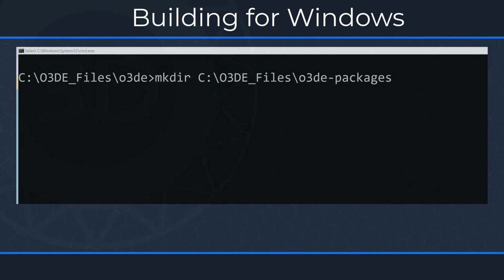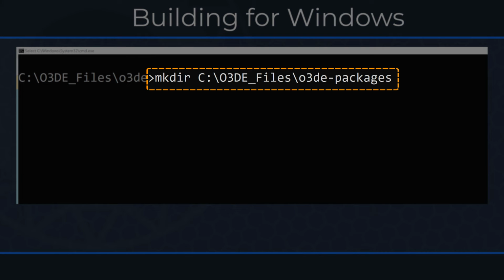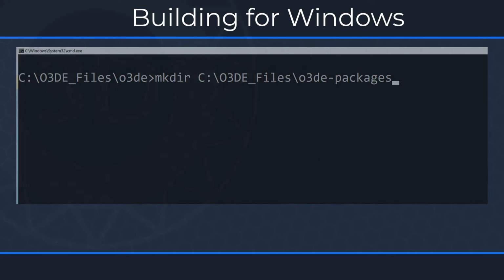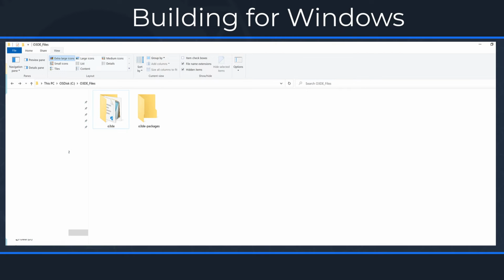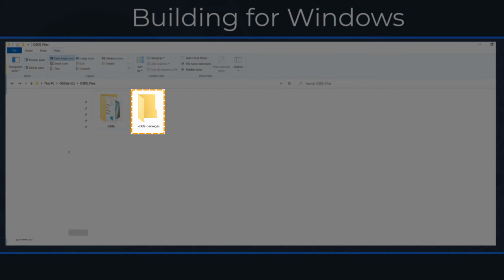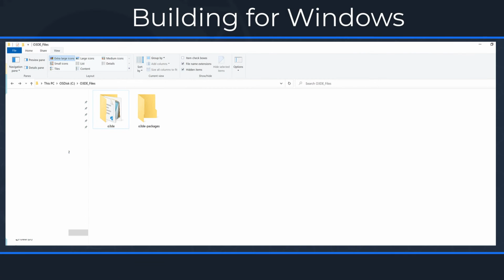Let's return to our command prompt. Using the make directory command, let's create an O3DE-packages folder in our O3DE files folder. We can return back to File Explorer to see that the new O3DE-packages folder has been created effectively. Later, we'll use this folder to retrieve external libraries needed for the engine.